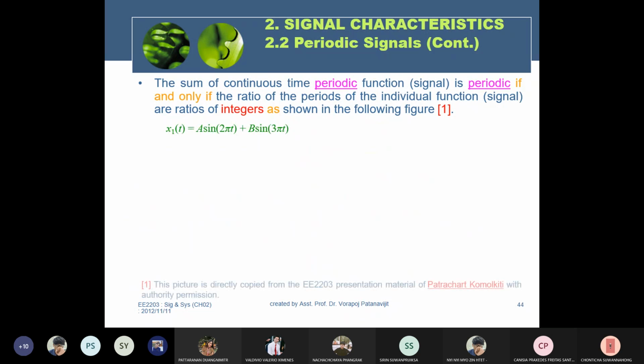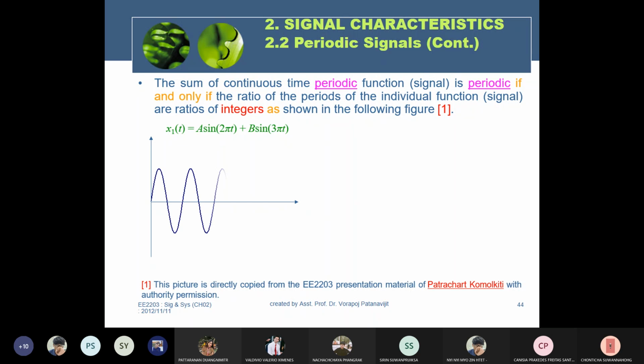Okay, now, the next one, okay? The sum of continuous-time periodic functions is periodic if and only if the ratio of the periods of the individual functions is a ratio of integers, as shown in figure 1. Okay, it's here. Is sin periodic or not? Periodic. Okay, sin 3 pi, 2 pi periodic. Is sin 3 pi periodic or not? Periodic, right? Sin is periodic.